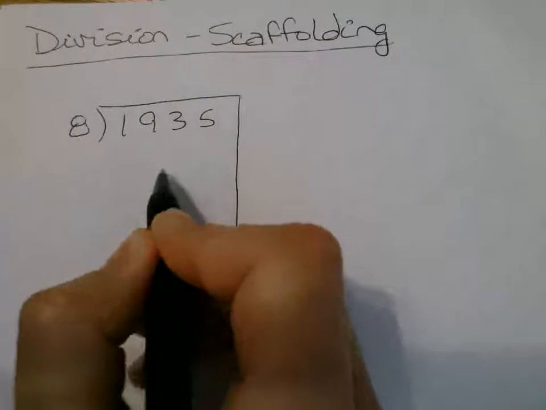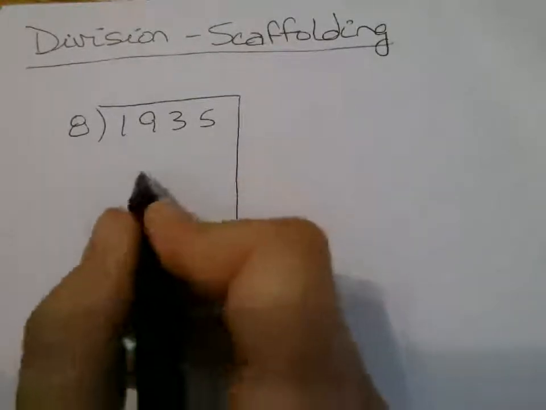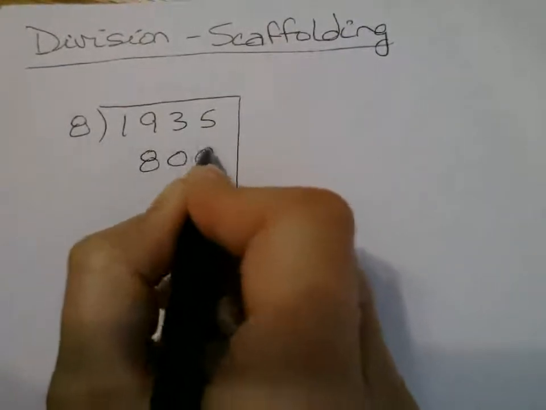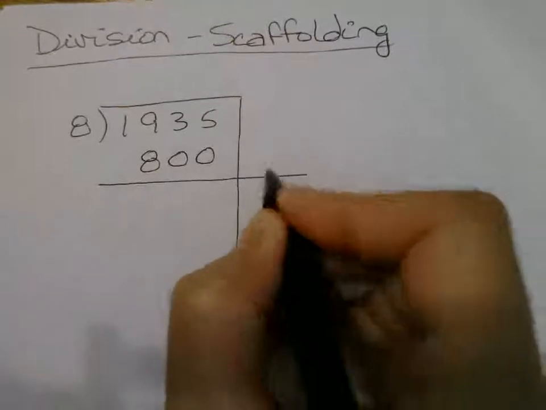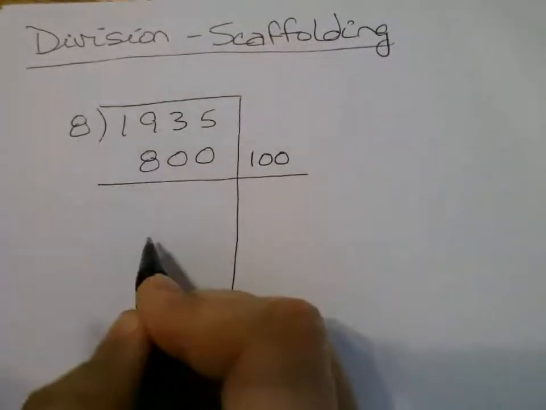I know whatever I do, I'm going to have zeros out here at the end. I know 8 is less than 19, so I'm just going to try 800. 800 is 8 times 100. Then I'm going to subtract.